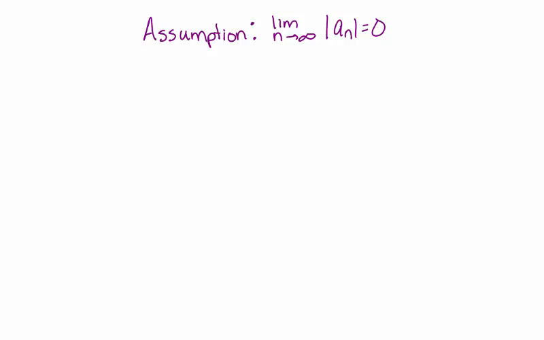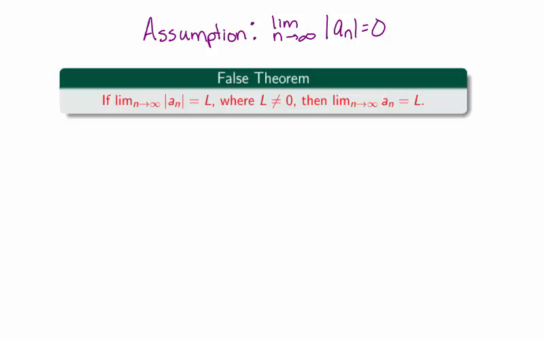We take a moment to issue a warning. Notice that in the theorem we have the assumption that the limit as n goes to infinity of the absolute value of a_n equals 0. If this limit is any other real number other than 0, then this version of the theorem is false. The false theorem says if the limit as n goes to infinity of the absolute value of a_n equals L, where L does not equal 0, then the limit as n goes to infinity of a_n equals L.